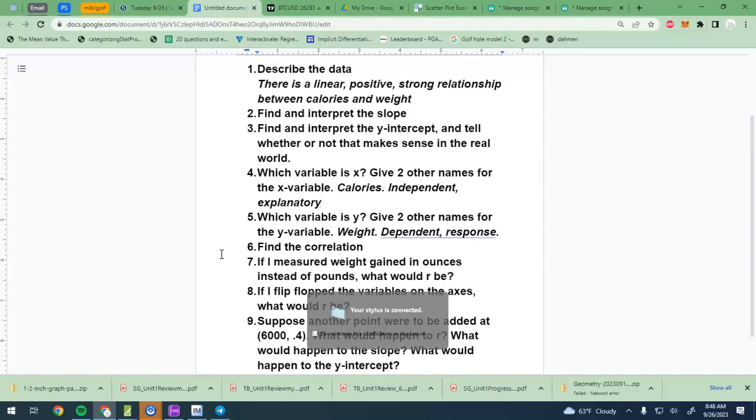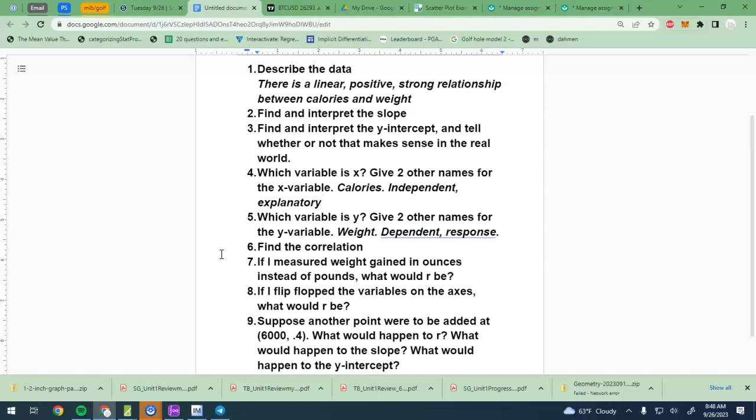So this is some of the stuff we haven't talked about quite yet, but most of it is what we did yesterday and you will be responsible for on a test. So describe the data. Remember, we're looking for 4 things. Form, direction, strength, context.